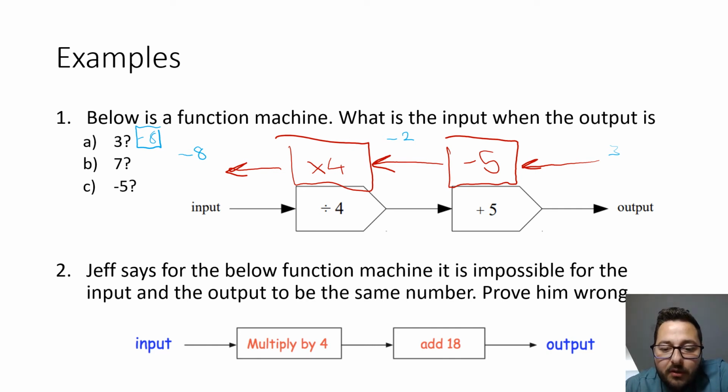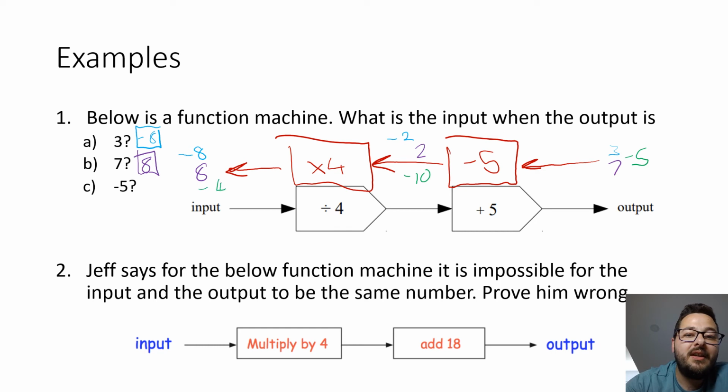Let's do another one. Let's do 7. So if we put 7 in here, I'll just use different colours. 7 minus 5 is 2, and 2 times 4 is plus 8. So that is plus 8. And then finally, we've got minus 5, so we'll try minus 5. Minus 5 take away 5 is minus 10, and minus 10 times 4 is minus 40.